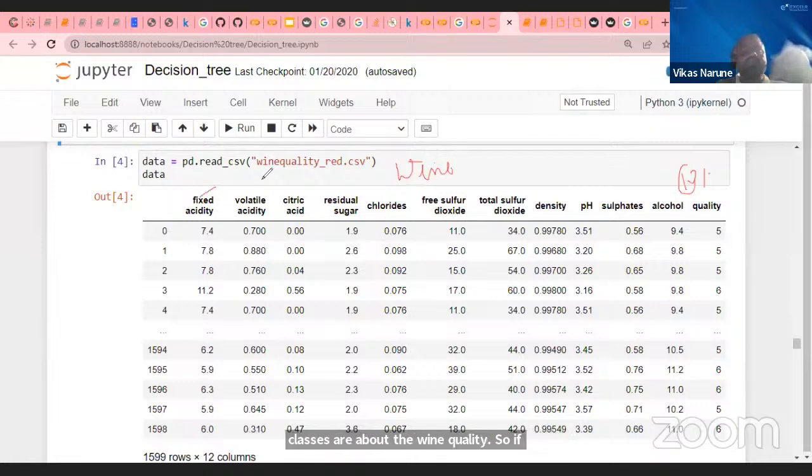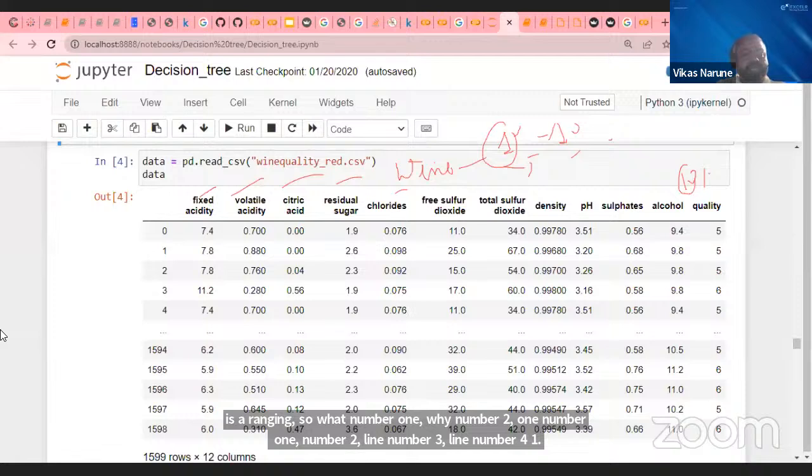So if I provide you this kind of a feature, what is the quality of the wine? The quality differs from 1 to 10 categories. There is a ranking given: number 1 wine, number 2 wine, number 3 wine, number 4 wine. This kind of a data set is there, and try to understand this one.